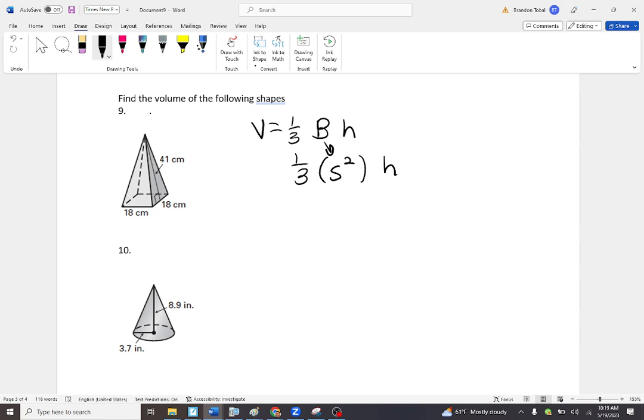41 in this case will be the height. So I'm doing 1/3 times 18 squared times 41. Yes, it should be S for side, because a square is always the same, its sides. You could say length and width though, but they're always the same. The top formula is for any generic pyramid. I realized this is a square on the bottom, so I replace the capital B with the formula for a square, S squared.